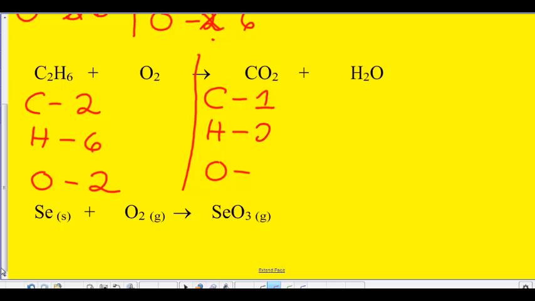1 carbon, 2 hydrogens. Now look at O. O is what I call funky because it's present in the first compound. So I'll label there's 2 oxygens in the first compound.